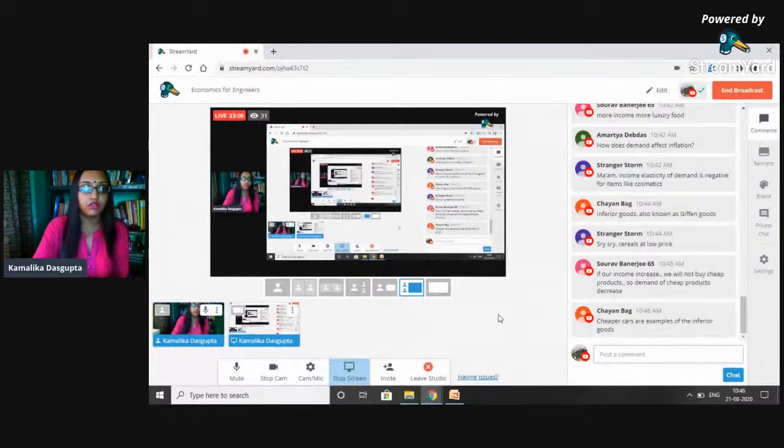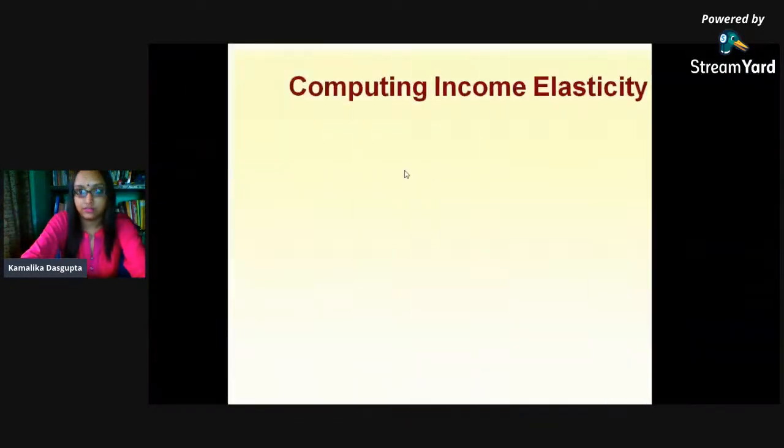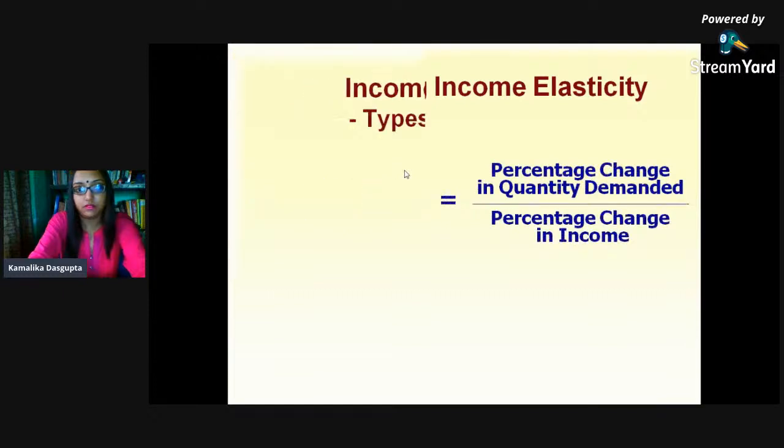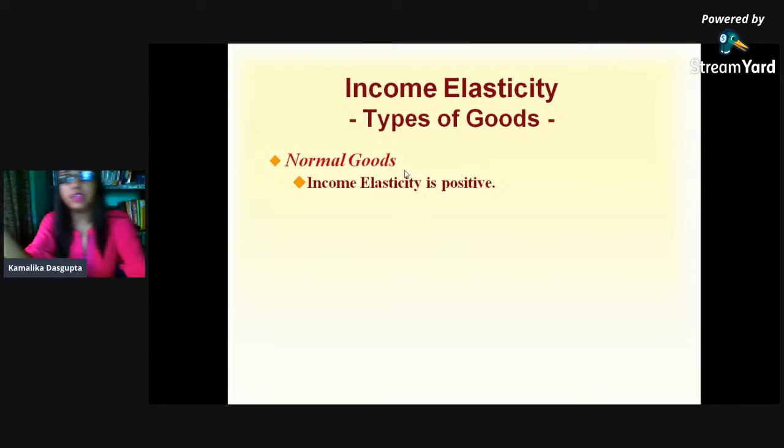Yes, of course. So these are examples of inferior goods, goods for which income elasticity of demand would be negative. Okay, so types of goods, and how does it determine the income elasticity?